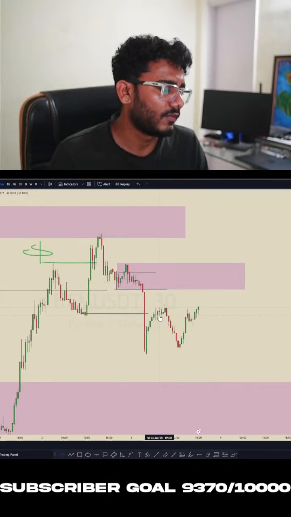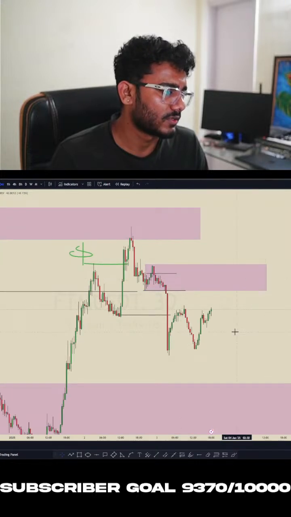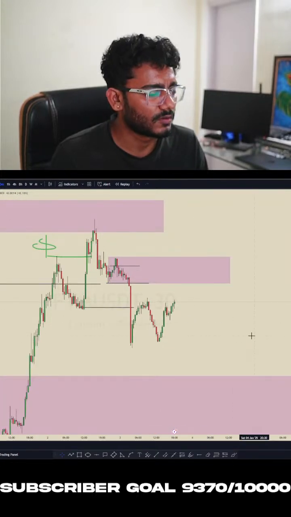Now in this area we will not look for direct entry because this is very messy. We'll look for change of character here.